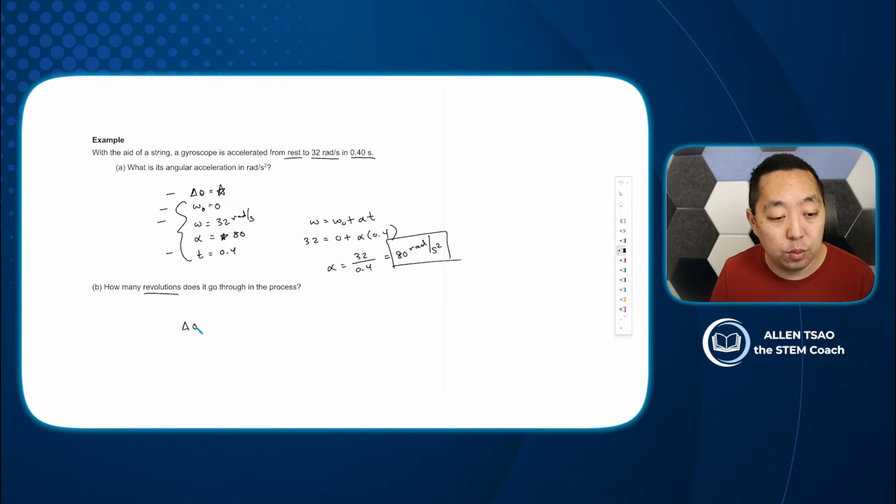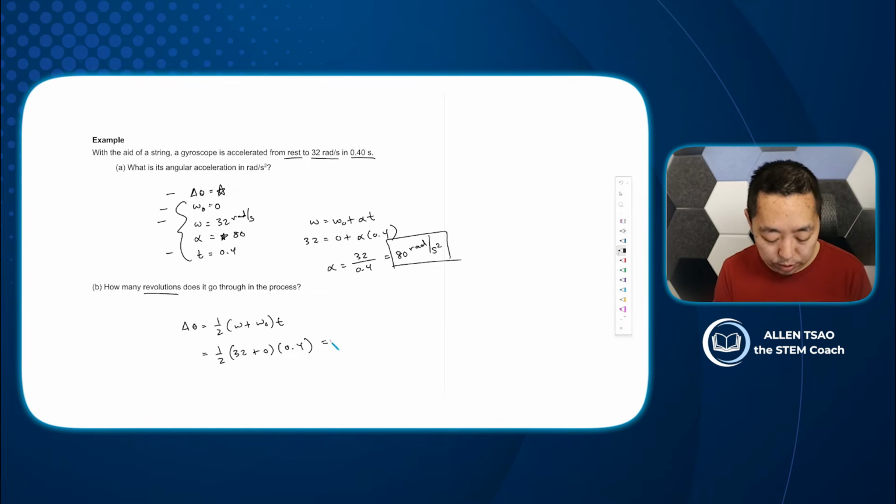I'm just going to use this one, but you can use it as an exercise to see if the other one should give you the same value. So this is going to be 32 plus 0 times 0.4, right? Just plugging in the numbers. So it's going to be 16 times 0.4. That's going to be 6.4, and careful, our units are radians.